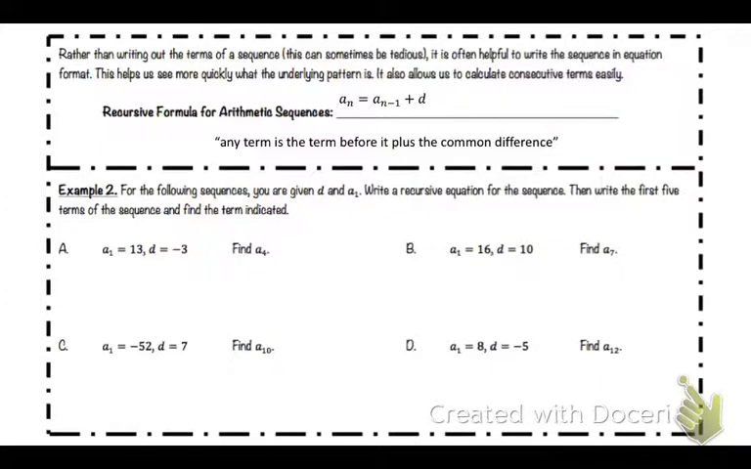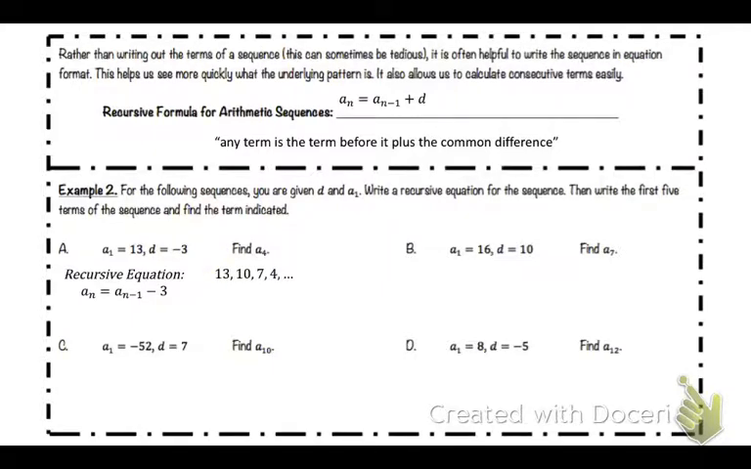So for the following sequences, we're given the common difference, we're given the first term, we're asked to write a recursive equation for the sequence, and then write the first 5 terms of the sequence and find the term indicated. So this recursive equation is a sub n equals a sub n minus 1 minus 3. That minus 3 is really the only thing that ever changes in this. Okay, so the a sub n and a sub n minus 1 will always be the same.